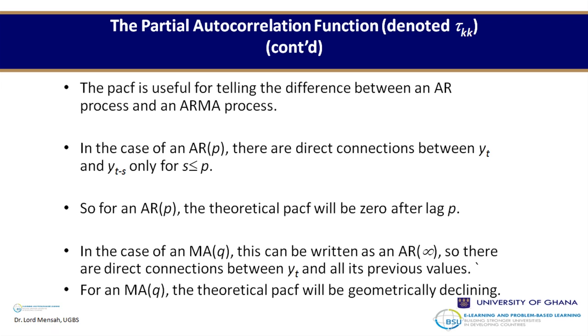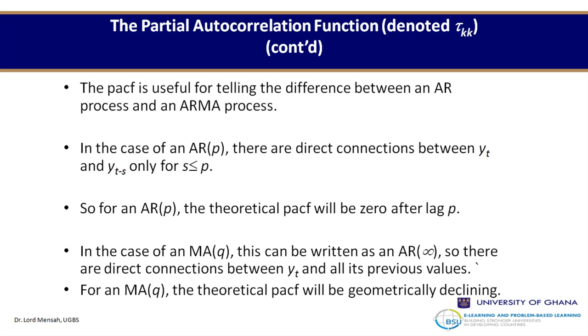Now the PACF is useful for telling the difference between an AR process and an ARMA process, that is, the ARMA process being the combination of autoregressive process and then the moving average process. Now in the case of an AR(p), there are direct connections between yt and then yt minus s, only for a situation where we have s less than p. Now obviously s can never be greater than p, so it can only be less or equal to p. So for an AR(p), the theoretical PACF will be zero after the lag p.